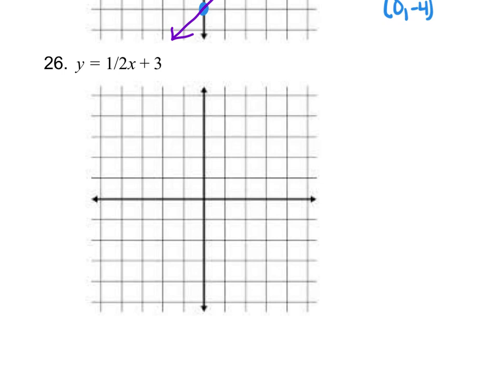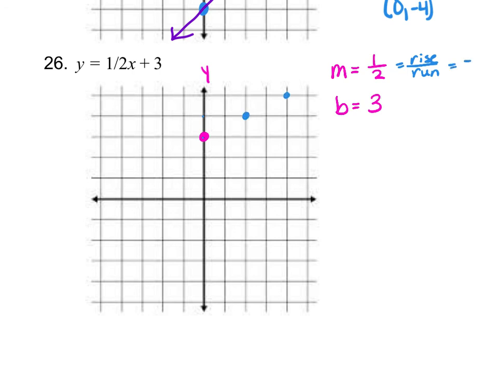Number 26, we have y equal 1/2 x plus 3. It's easiest just to recognize that m, the slope, is 1/2, and b, the y-intercept, is 3. So I start on the y-intercept where the y value is 3, and then I'm going to use slope, rise over run, from 3. So I'm going to go up 1, right 2, plot my point.